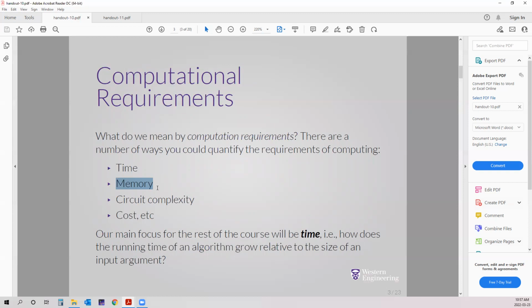Of course, multi-tape would be more complex. With multi-processors, which is the circuit complexity, it would be more complex. But we'll talk about time. Just this is the factor. So we ignore the others and we talk about the time.